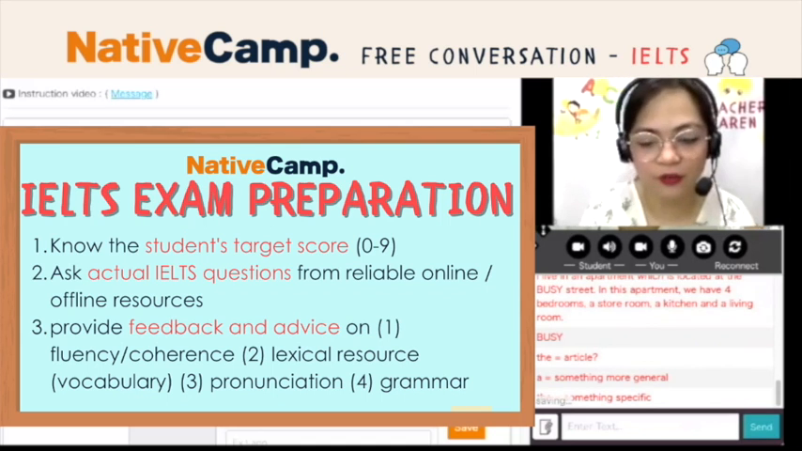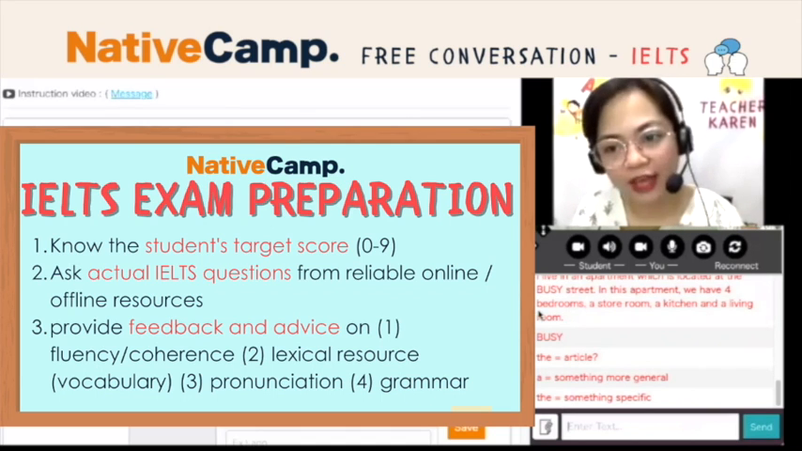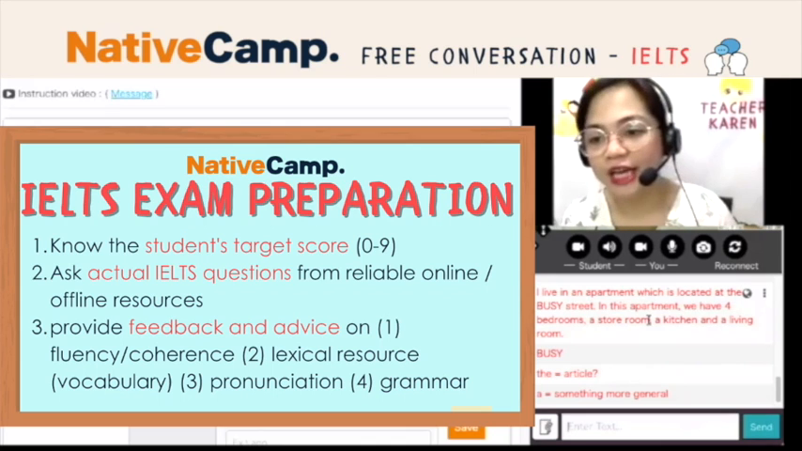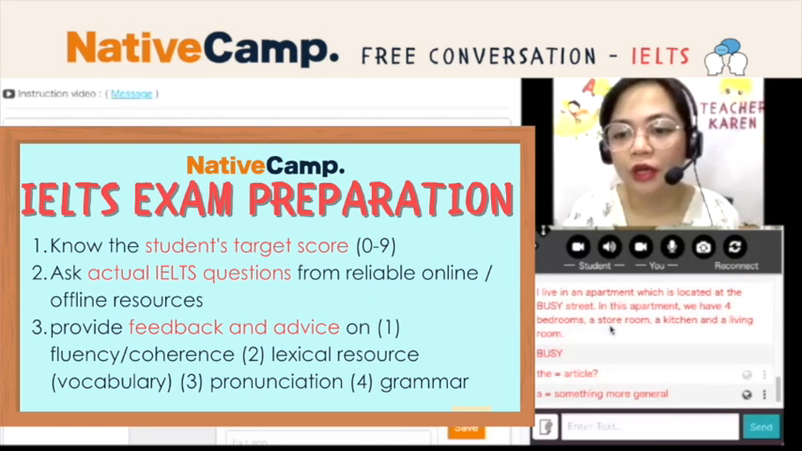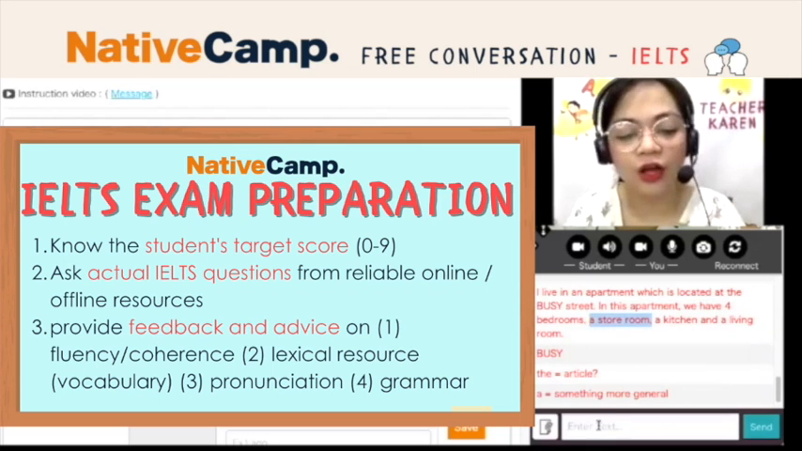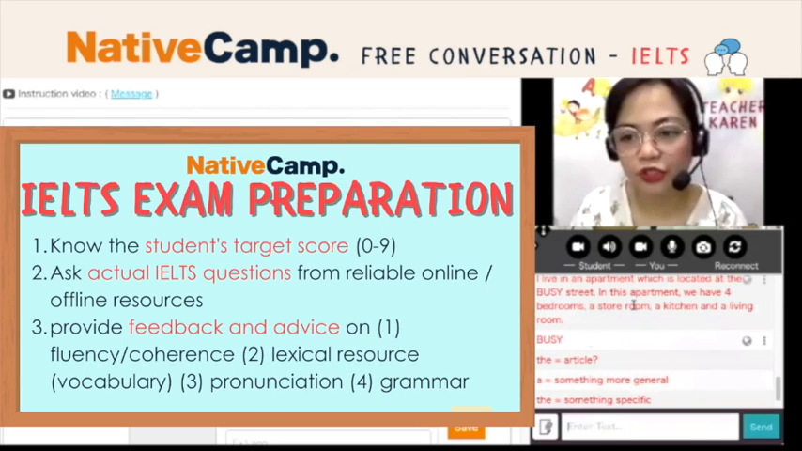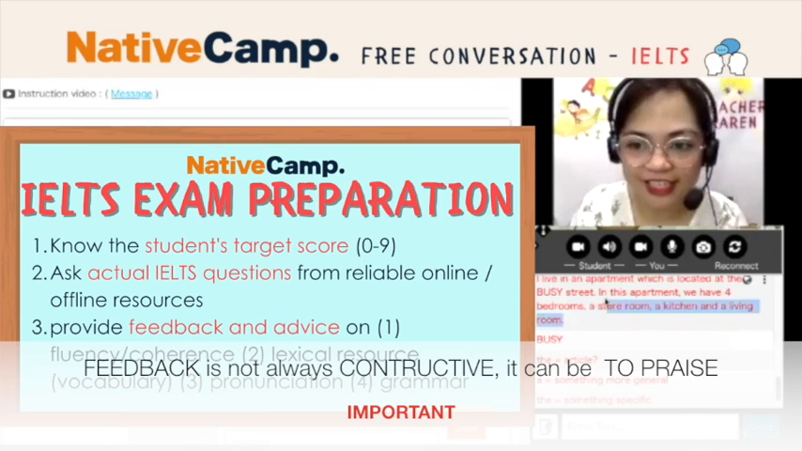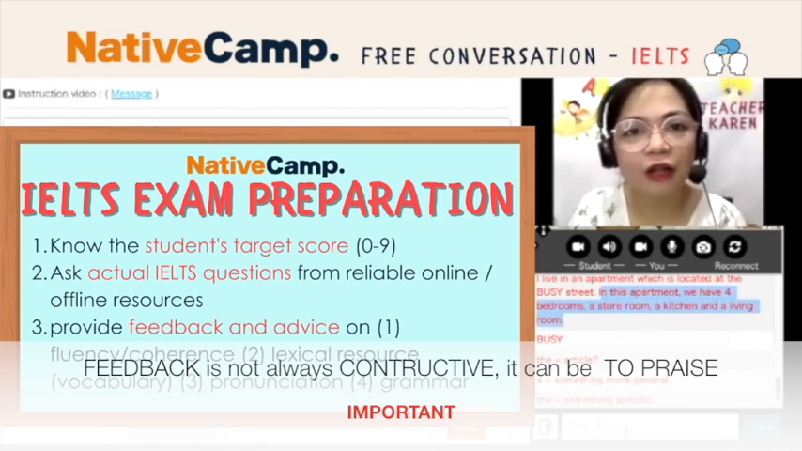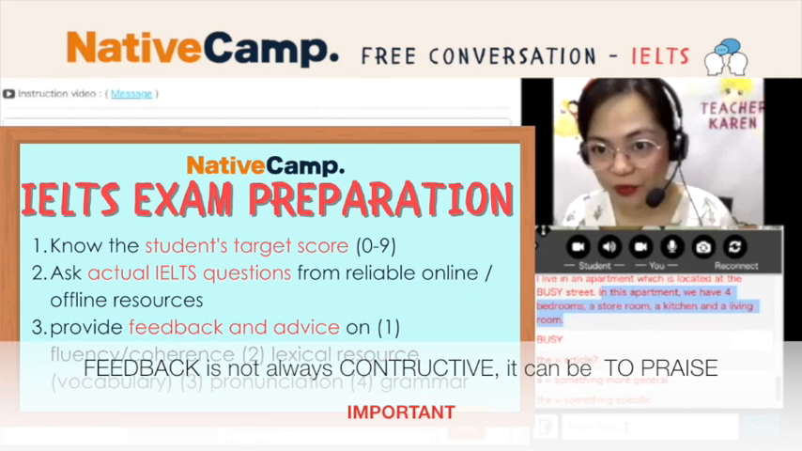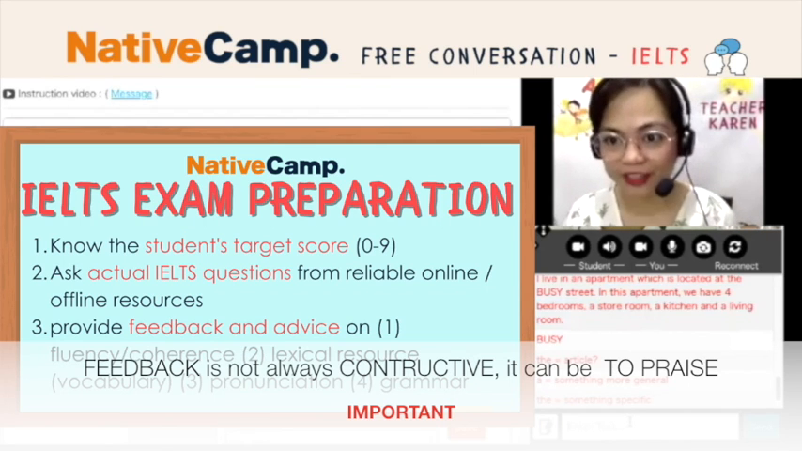No questions. Okay. Now, the next part of your answer, I like that you were able to describe your apartment. You said we have four bedrooms, a storeroom. You could also call this a storage room, all right? So we have four bedrooms, a storeroom, a kitchen, and a living room. I'd like to commend you on this sentence, Lucas, because you followed the rule of parallelism. Have you heard of that grammar rule about parallelism?